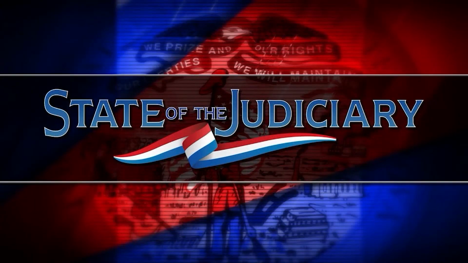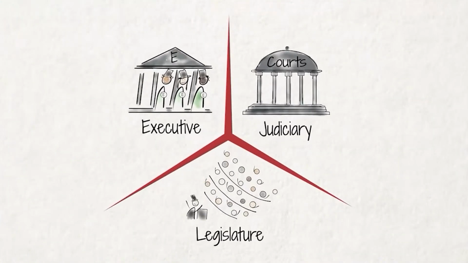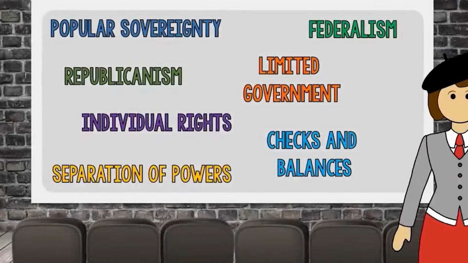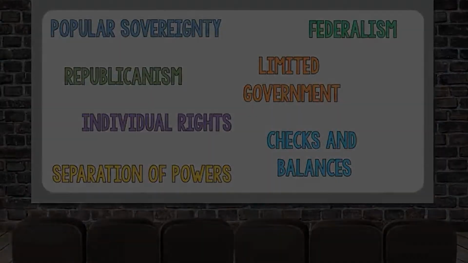In summary, the judiciary plays a crucial role in preserving the balance of power in the United States, preventing any single branch from becoming too powerful and ensuring that all actions adhere to the principles of the Constitution.